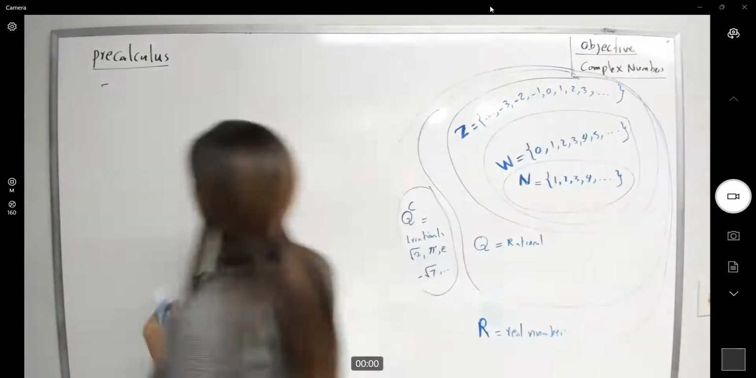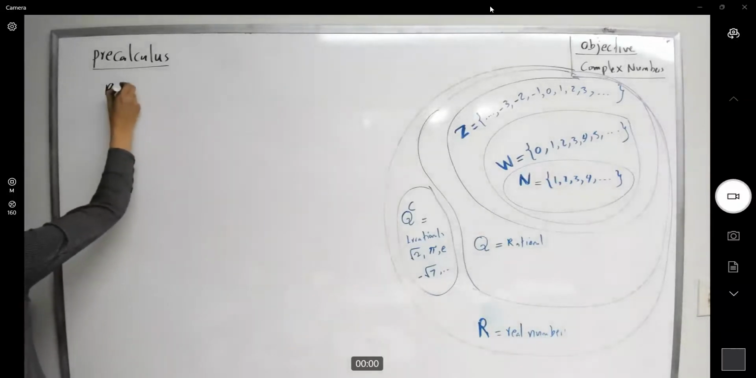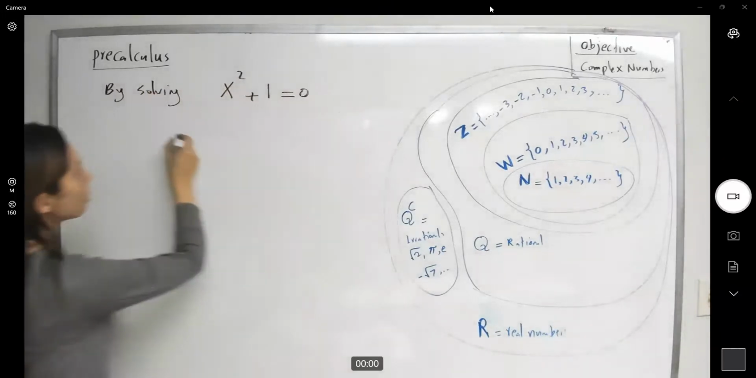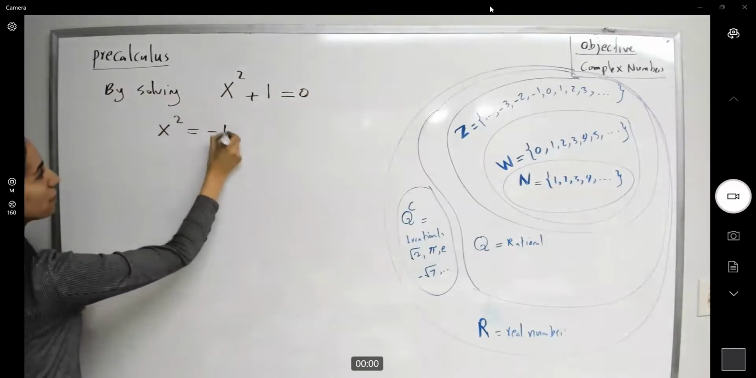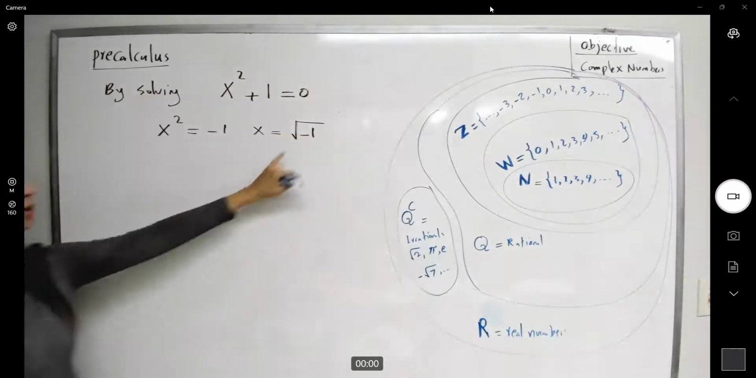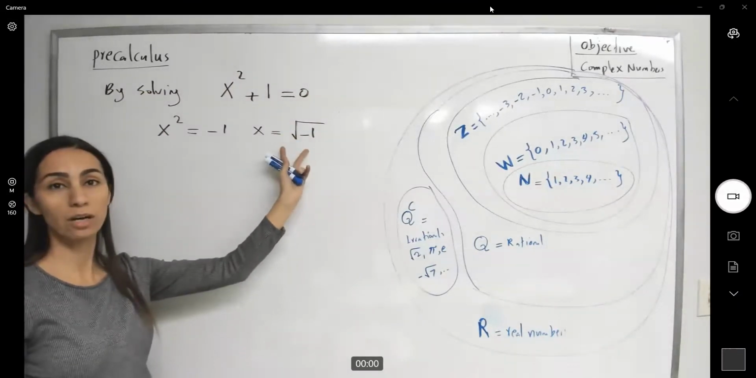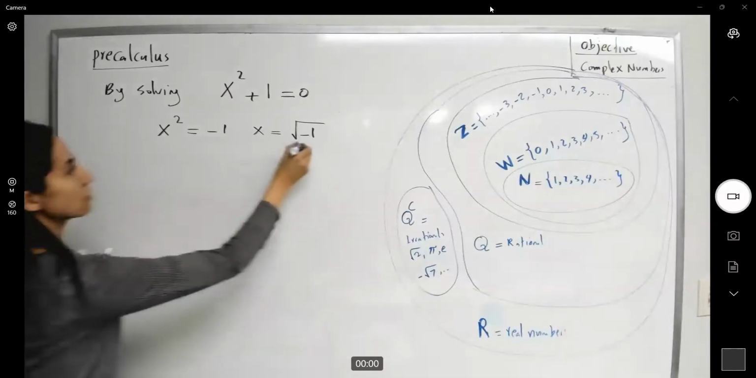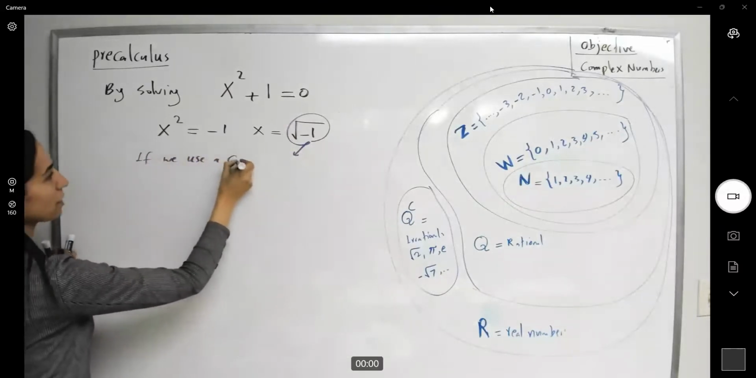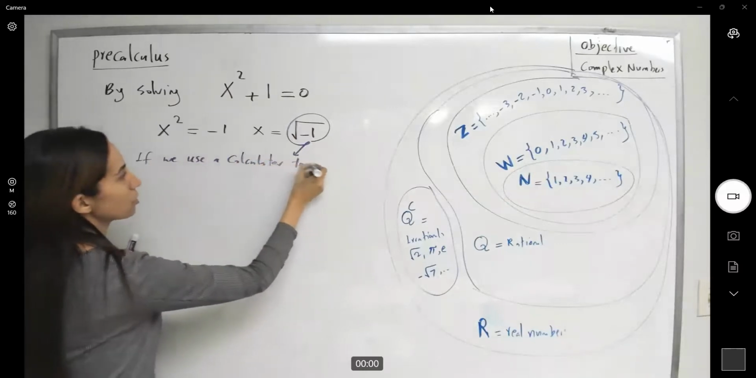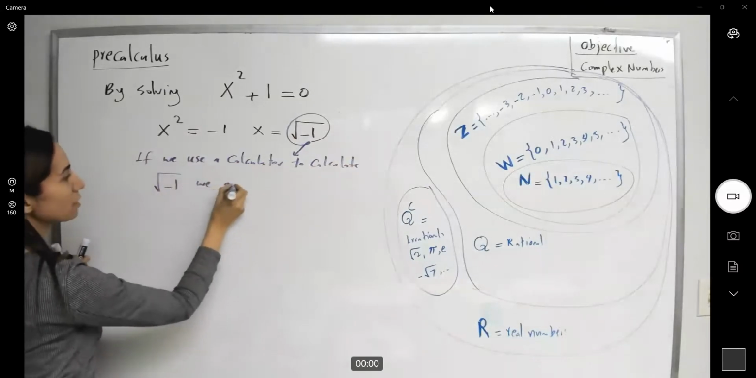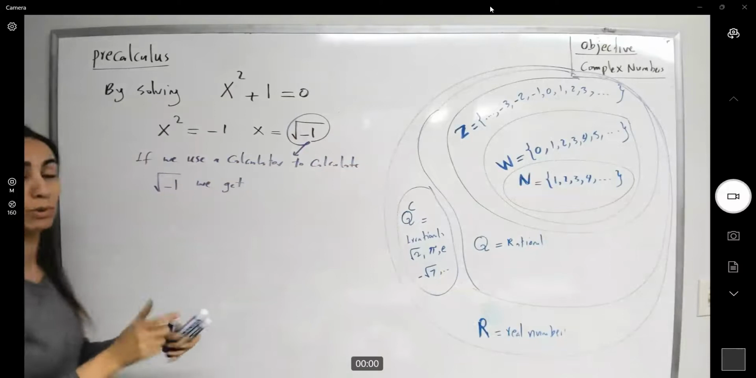But we saw that by solving x squared plus 1 equal to 0, we get x squared equals -1, or x becomes square root of -1. If we use a calculator to calculate square root of -1, we get an error. Don't believe me? Try.